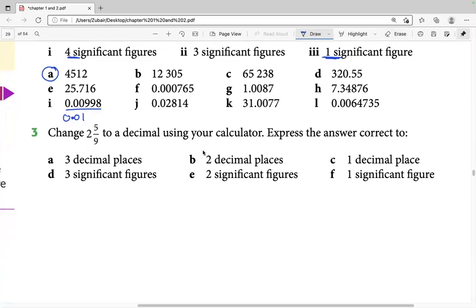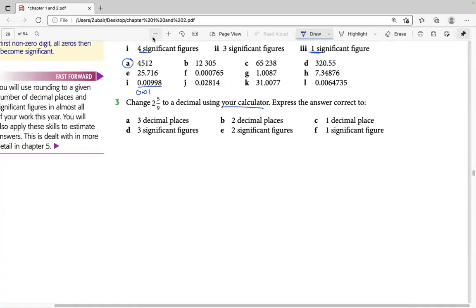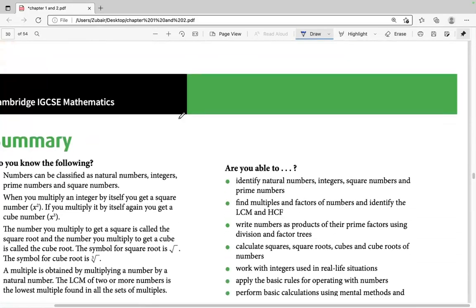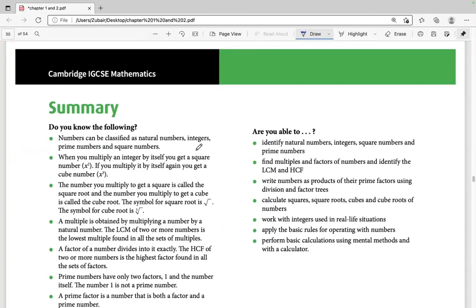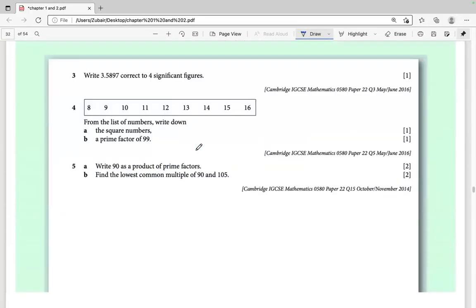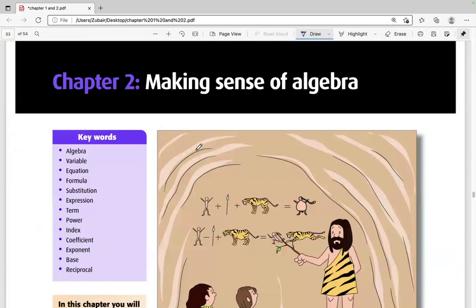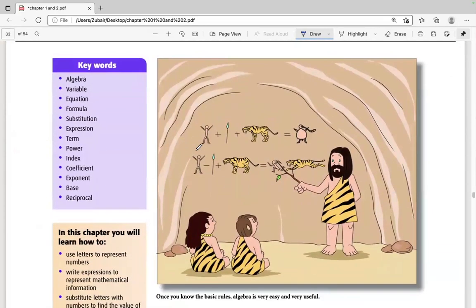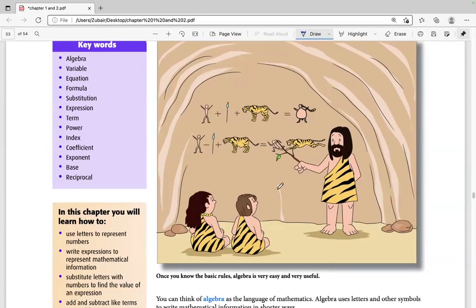Okay, change this to decimal using your calculator. So no issues. We can skip that. And unit 1 is complete. Let's move on to unit 2. And I'll share some questions from 1 and part of 2. That would be a bit longer considering that we have a next class in 5 days.